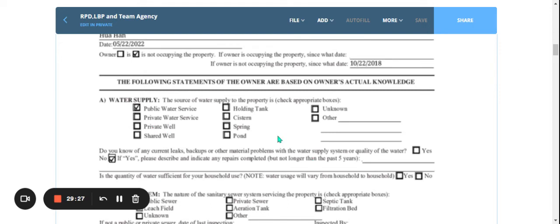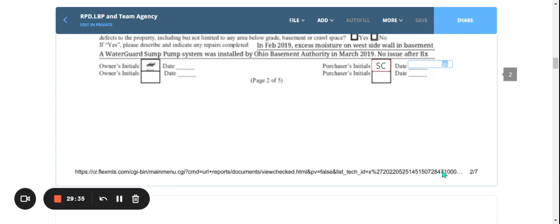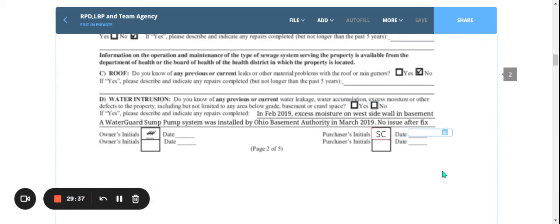So a lot of sellers typically just don't say much about the house. Like, yes, it's public water. We don't really know much of anything else. But sometimes they do fill in what they do know. So you can see that they did fill in some information here, and they said that in 2019 there was some excess moisture on the west side of the basement, and they had Ohio Basement Authority come out and fix it, and they haven't had any issues since 2019.